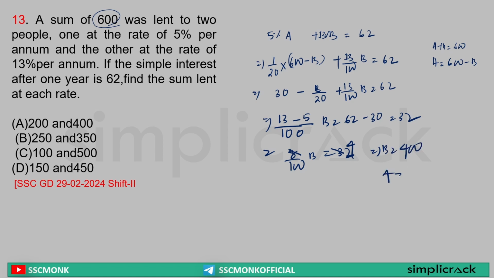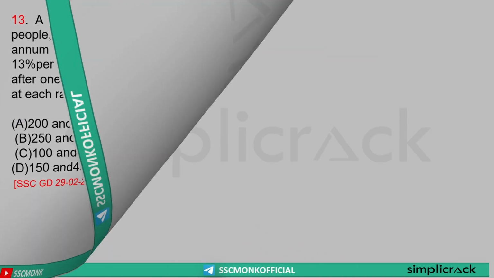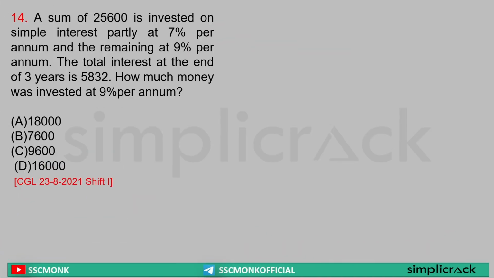If B is 400, A is 200. So what is the amount lent? 200 and 400. Done. Next. A sum of 25,600 is invested on simple interest partly at 7%, the remaining at 9%. The total interest at the end of 3 years is this much. Sir, same. It's a homework.